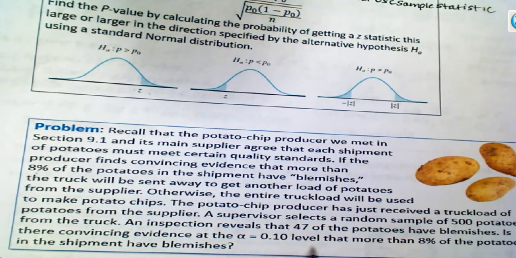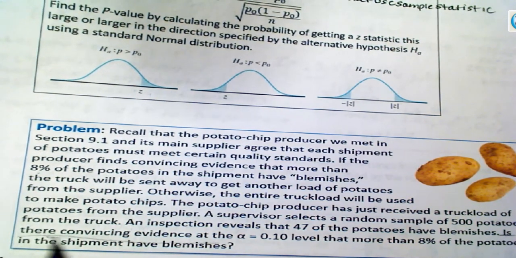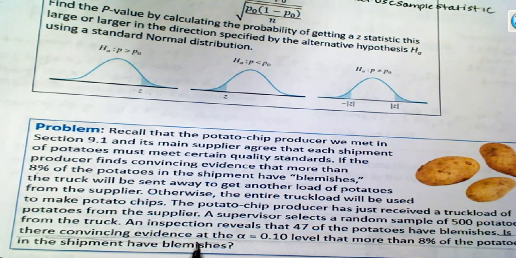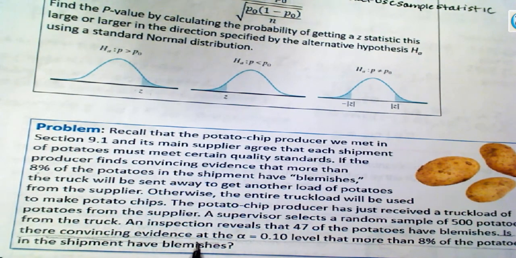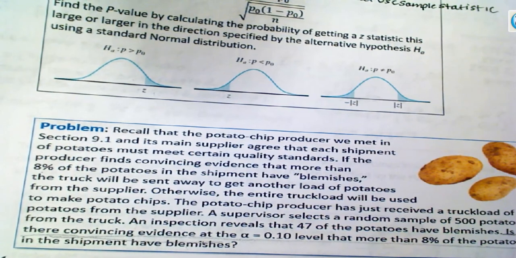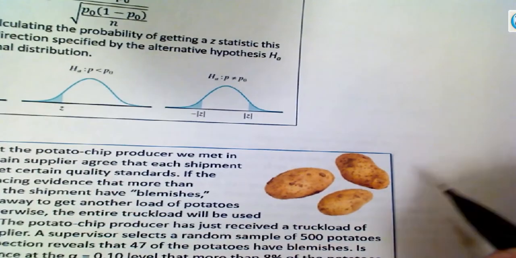When you read a problem like this, "is there convincing evidence at...", this is how you know you're doing a hypothesis test. A confidence interval, which we just did in the last chapter, will say something like, "make a 95% confidence interval." If you see a question like this, that's what gives it away that you're doing a hypothesis test. All right, so let's work through this whole thing together.